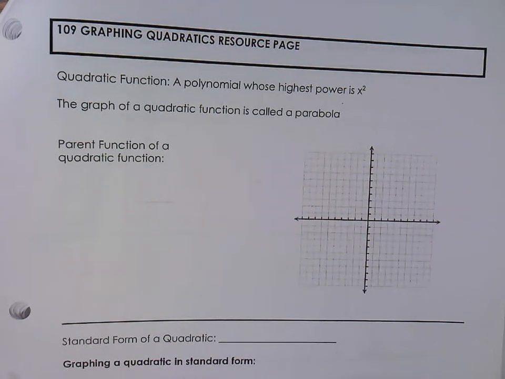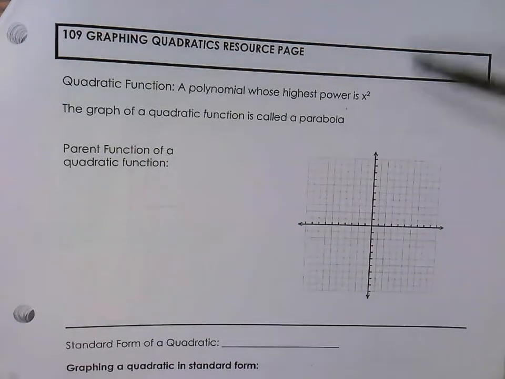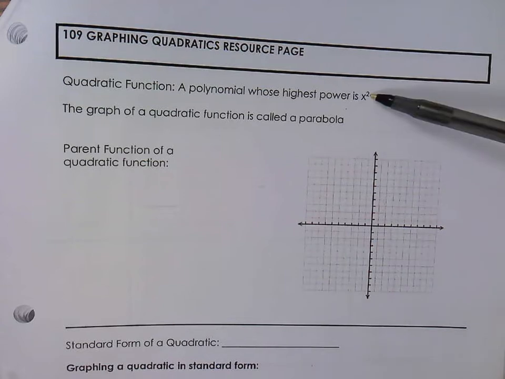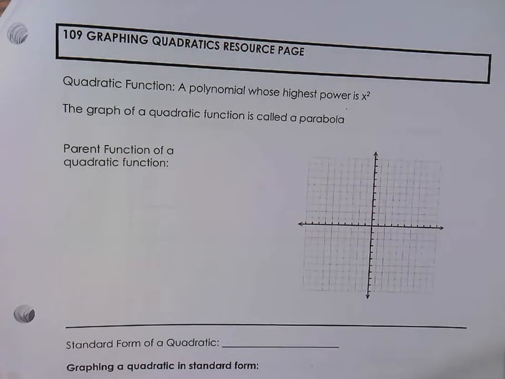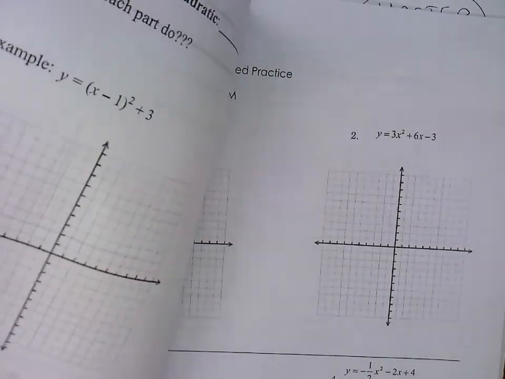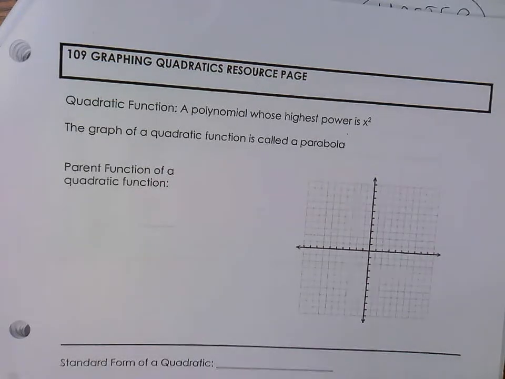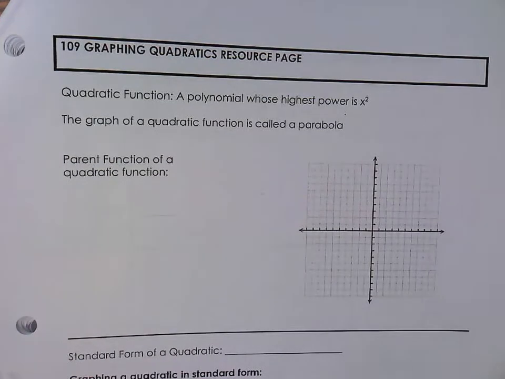So I kind of made this as a resource page. I'm giving you the parent function and then graphing it in standard, vertex, and intercept form one time through each. This might seem fast, but then we're going to process it and practice it in a minute. At least you'll have gone through one of each. Then if you want to move faster than me, you can. If you want to stick with me, you can.